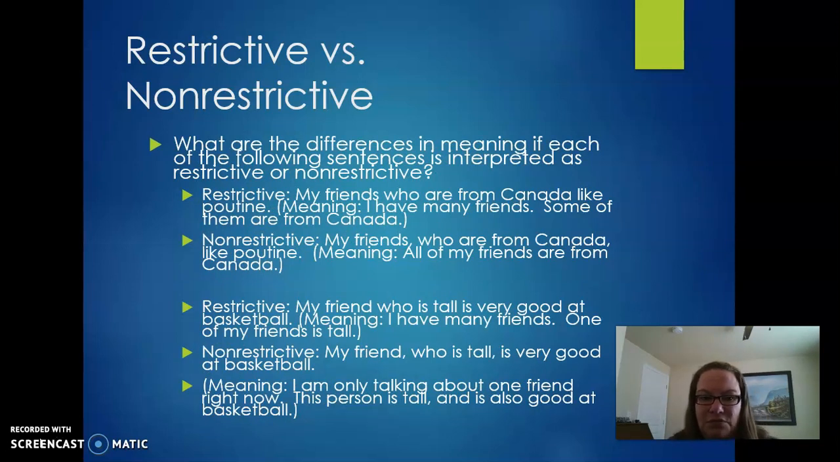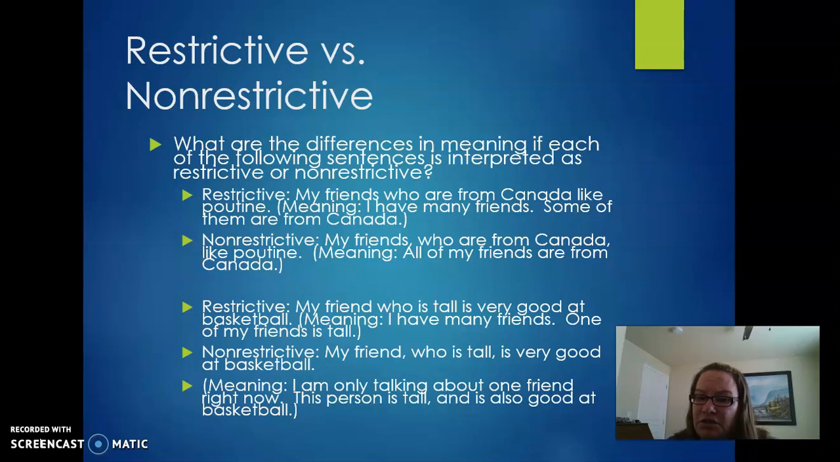So the restrictive meaning means that I have many friends and some of my friends are from Canada. I live in the United States, so it would make sense that some of my friends are from Canada, but probably not all of my friends. So when I say my friends who are from Canada, I'm narrowing down to a specific group of friends.